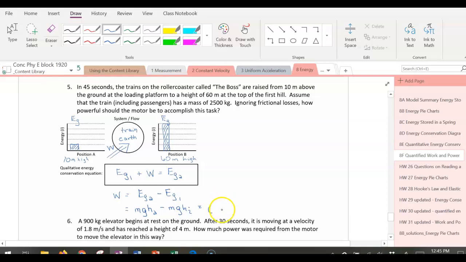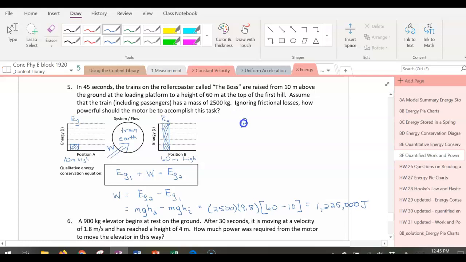Let's see, the mass was 2,500 kilograms. g is 9.8. The final height was 60 meters. The initial height was 10 meters. And so I can solve for this here, and I get 1,225,000 joules. That is the work that was done on the train.